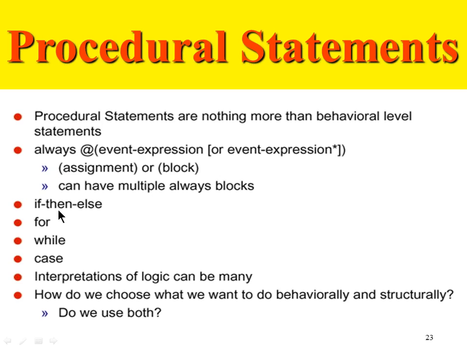What can we have inside the always block? We can have control statements like if then else. We can have loops like for loops or while loops. We can have case statements. These case statements are very important and used for FSM design. We'll see how that is done. The case statement is the key construct that we'll use for FSM designs. And you can have some other combinational logic also. You have to decide what is done behaviorally and what is done structurally. Most of the time you use behavioral modeling methods.